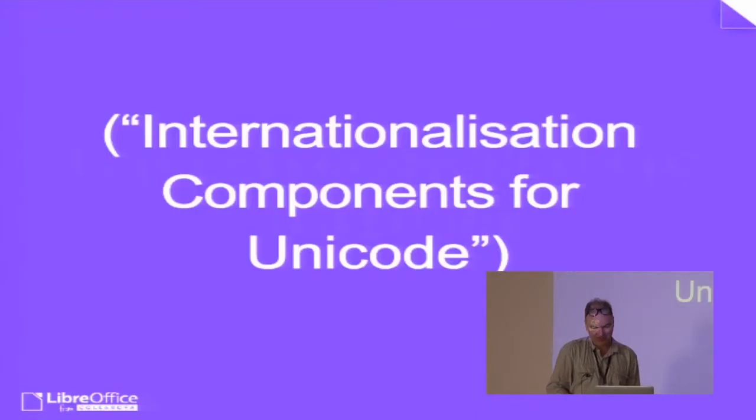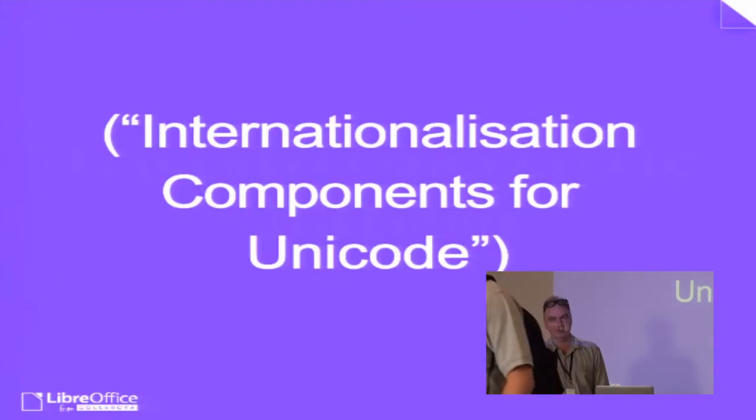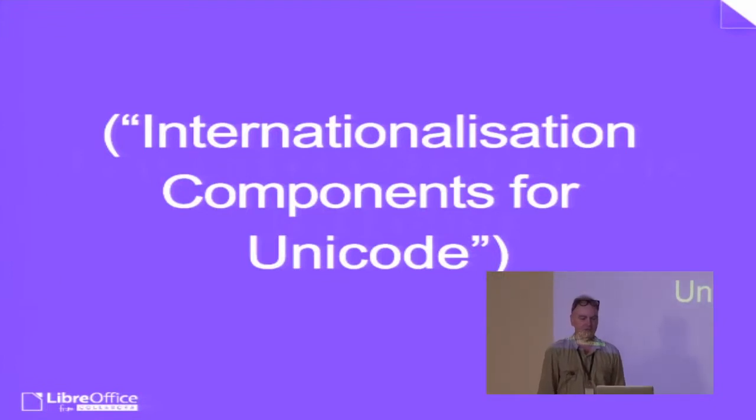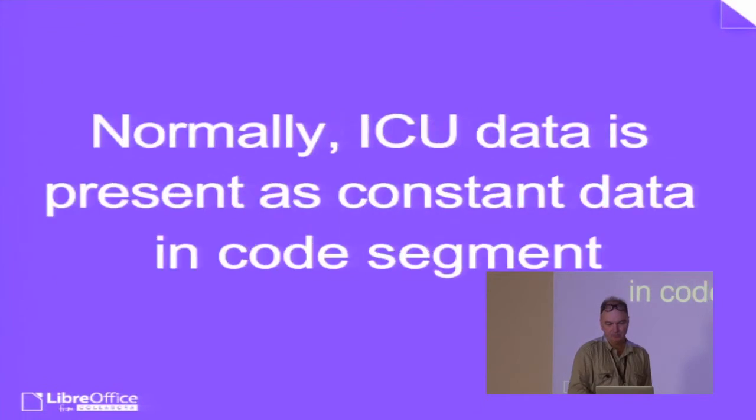It's this ICU library. It means internationalization components for Unicode. It's what we use to support various character sets and languages and encodings and whatever. Normally, all the data that ICU uses gets compiled into a shared library or into code anyway, as constant data in the code segment. And that's how we use it on desktop platforms.